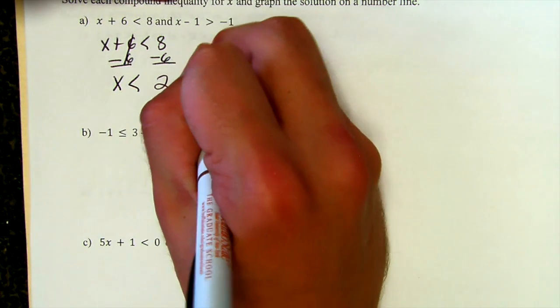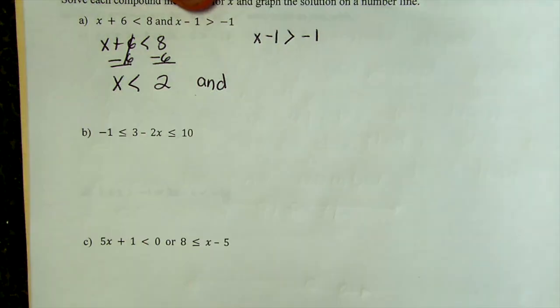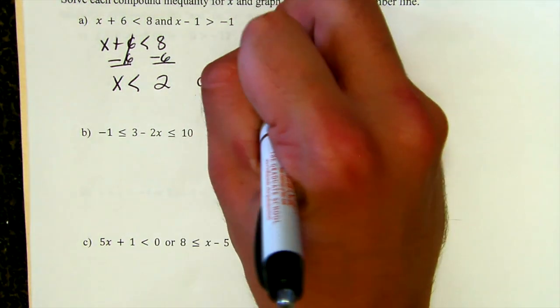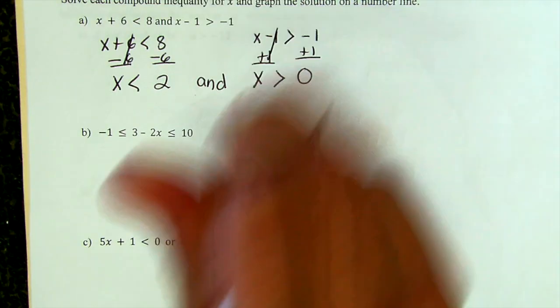And now we're going to solve x minus 1 is greater than negative 1. To do this, we're going to have to add 1 on both sides. So we get that x is greater than negative 1 plus 1, which is 0.